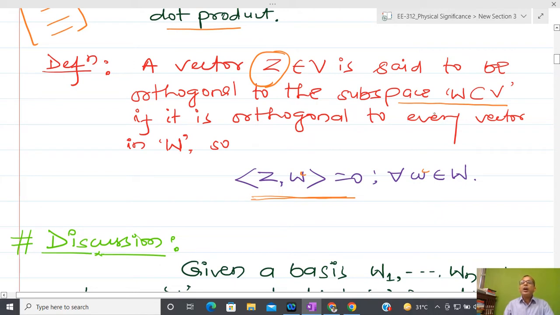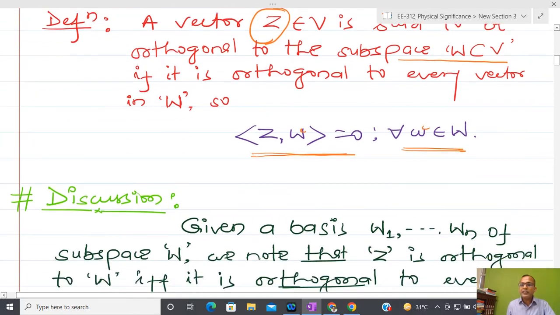Okay, so now if I am talking about some kind of subspace, you know that inside any subspace I have infinitely many vectors, so checking this relation is not an easy task for each and every vector, and due to that reason again I have to simplify my result. Okay, and how to simplify the result?